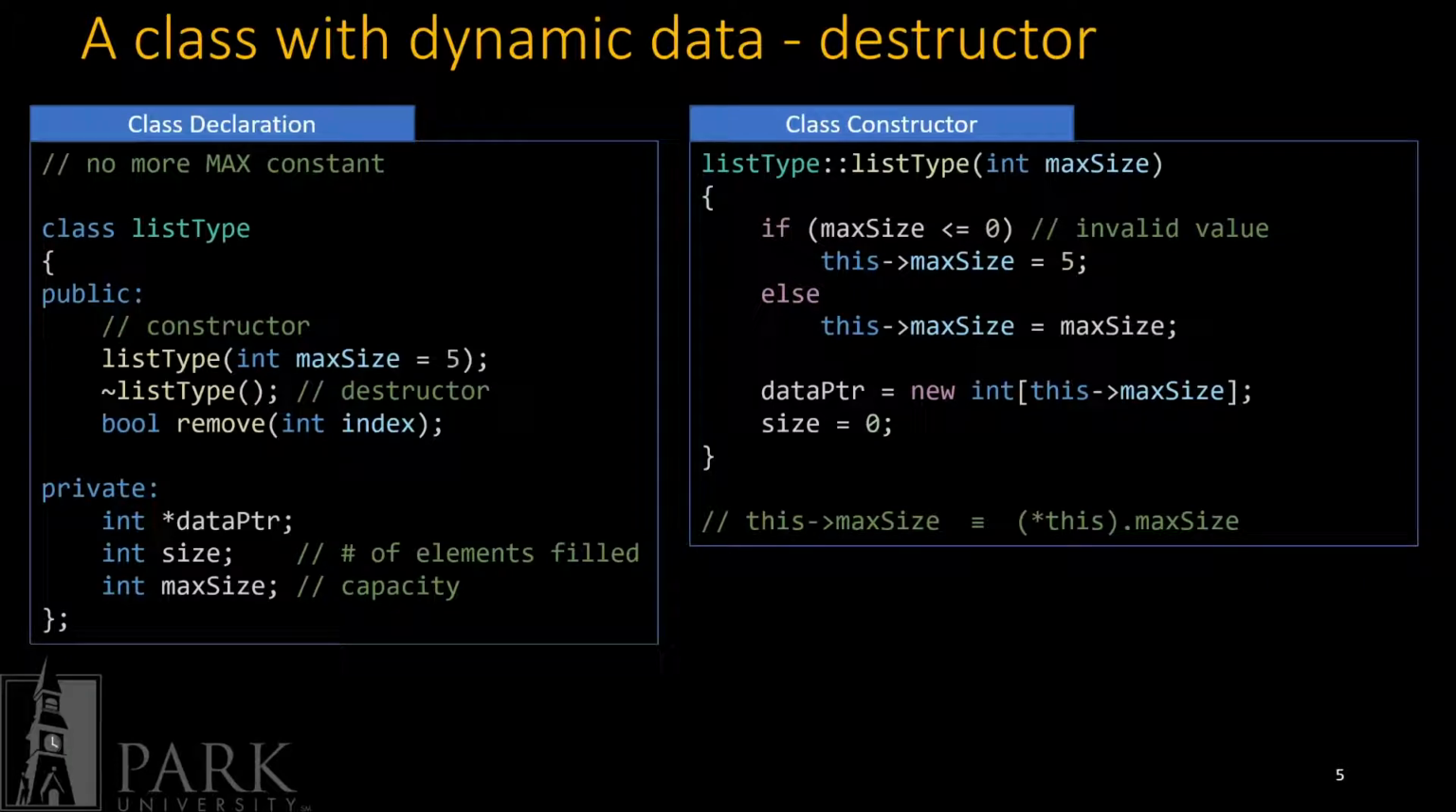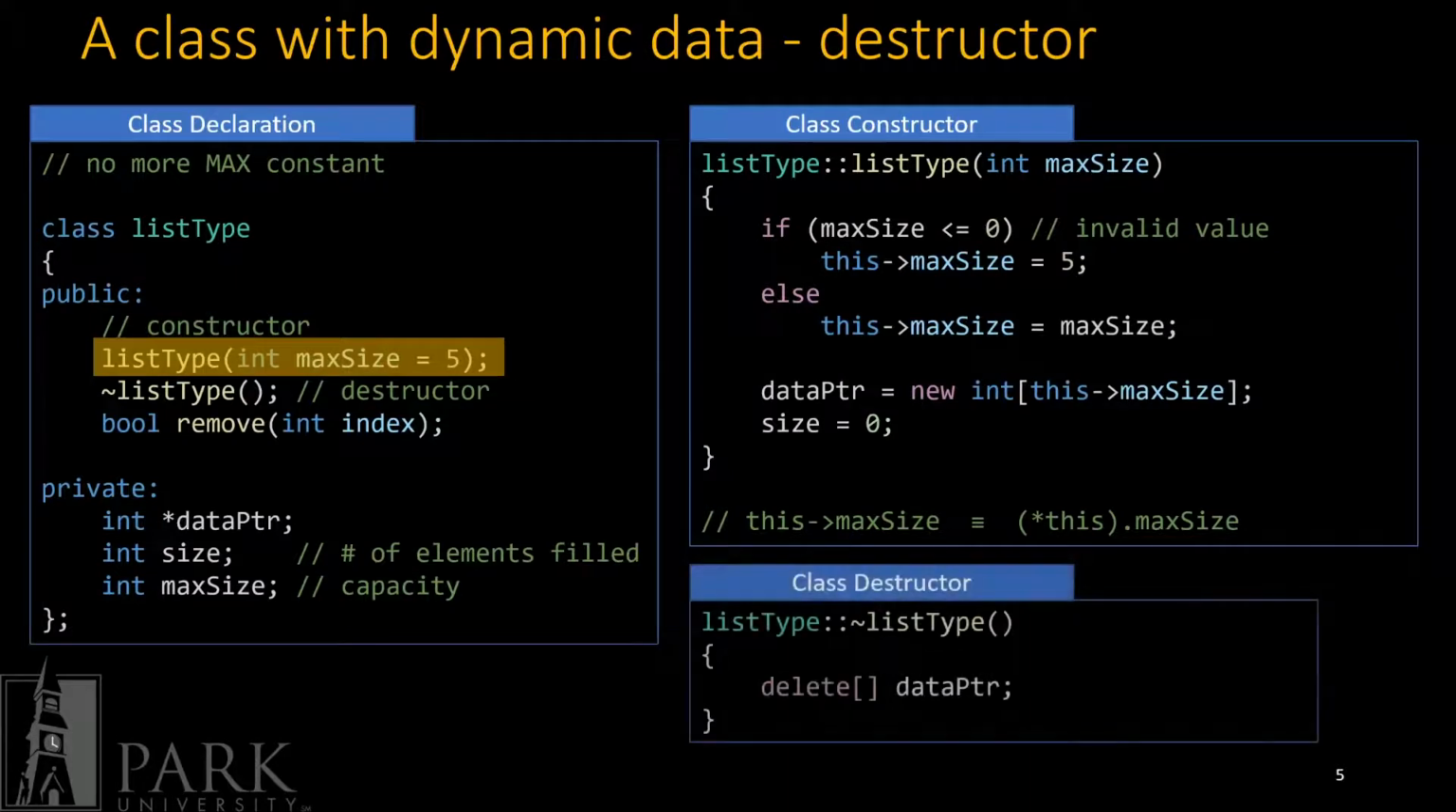Next, we need to add a destructor, whose name is a tilde followed by the name of the class. Just like a constructor, a destructor doesn't have any return type. Unlike constructors, though, a class may have only one destructor. And its job is to clean up any resources used by the calling object, such as deallocating a dynamic array.